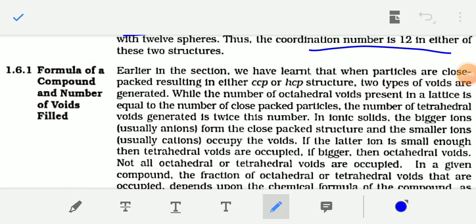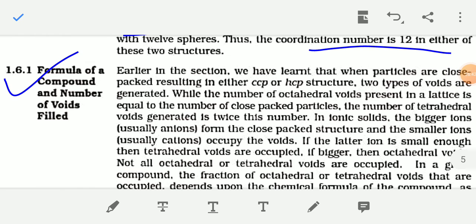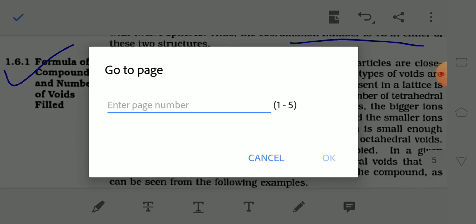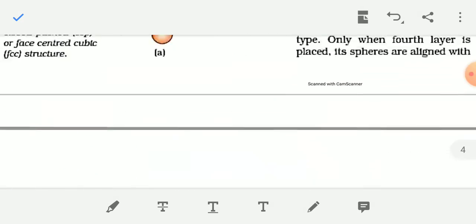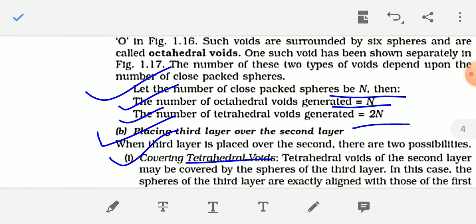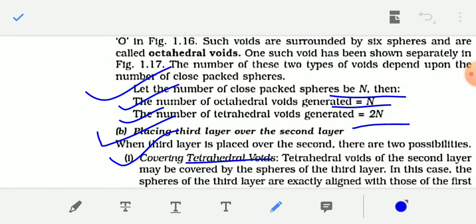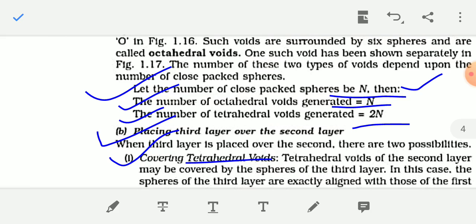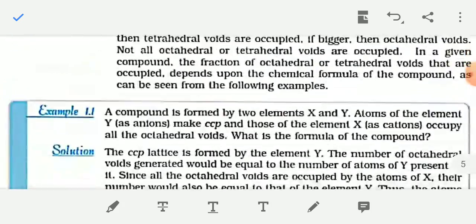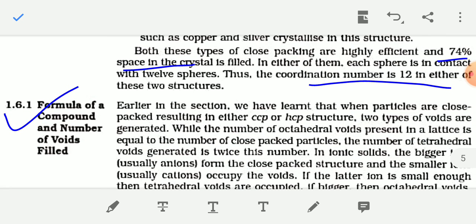Now, calculation of empirical formula. How to calculate the empirical formula of a crystalline solid? Here you have to remember this point: if there are n particles closely packed, then a total of n octahedral voids and 2n tetrahedral voids are generated. Generally anions are bigger in size, so they form close packing, and cations, as they are small, occupy the tetrahedral and octahedral voids.